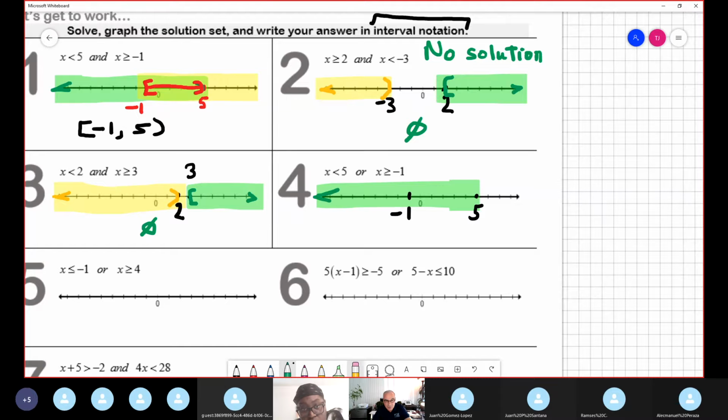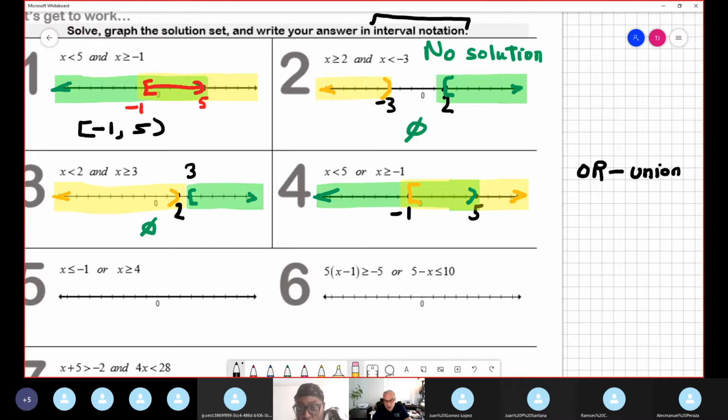And continue forever, and of course it includes five, and x greater than or equal to negative one. Let me see, negative one is here, in that direction. Okay, so now the bracket is here and it continues forever in that direction. But the conjunction is OR, and OR is union. And union is yellow plus green together, no?